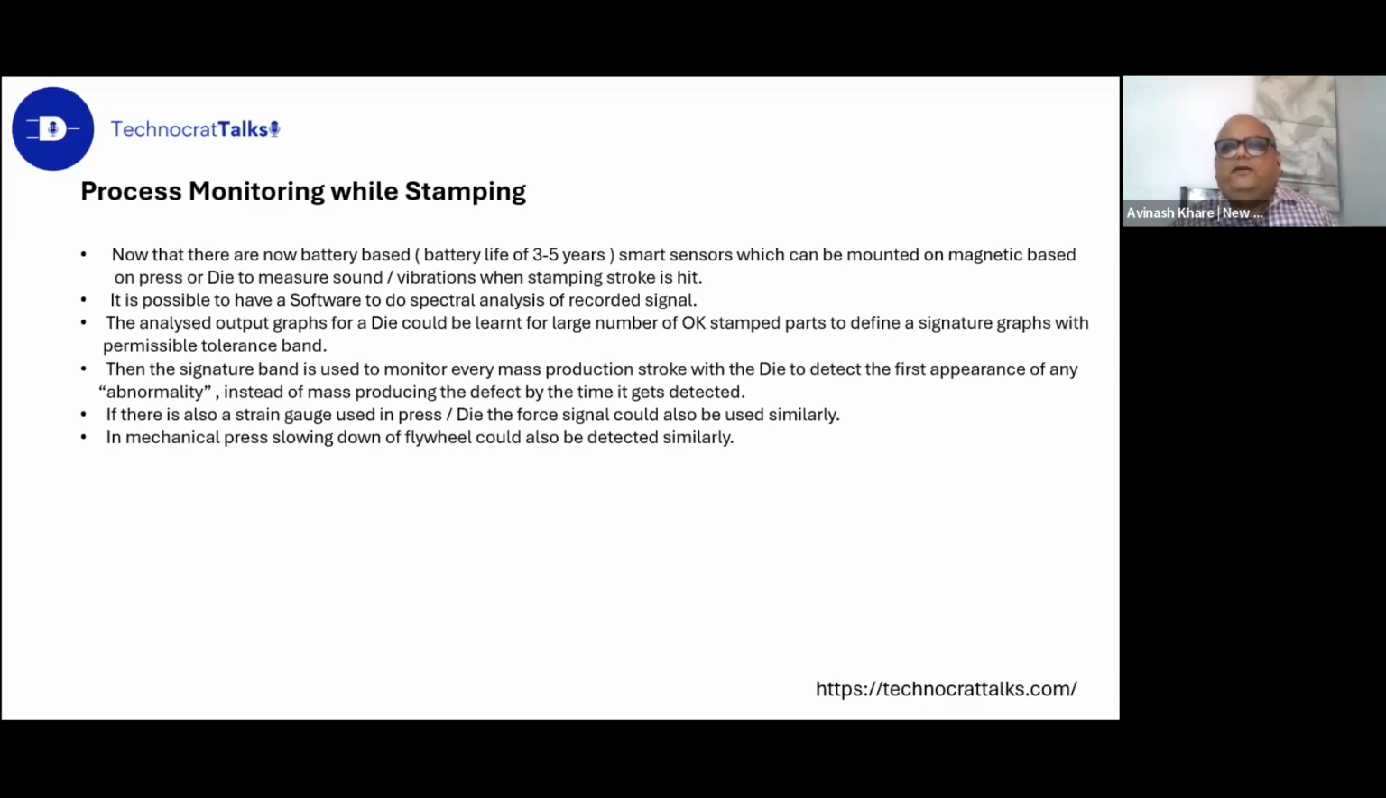Now, suppose you have produced 100 OK parts and you have recorded the vibration pattern versus time. The vibration pattern, meaning in time domain as well as frequency spectrum domain. Whatever you are supposed to get for an OK part, you study for 100 parts, then you decide your OK signature. And subsequently, you monitor each and every stroke. If anything is deviating significantly from your signature, you can raise a flag that something is wrong. Simple. Now, this is called process monitoring while stamping.